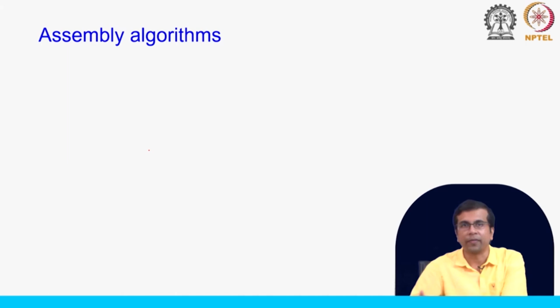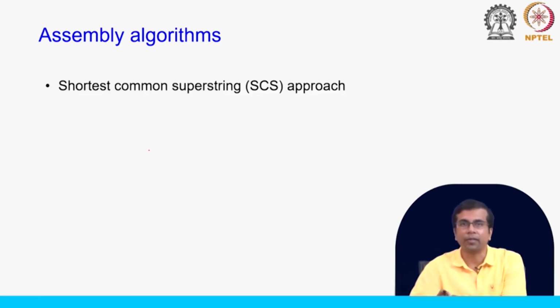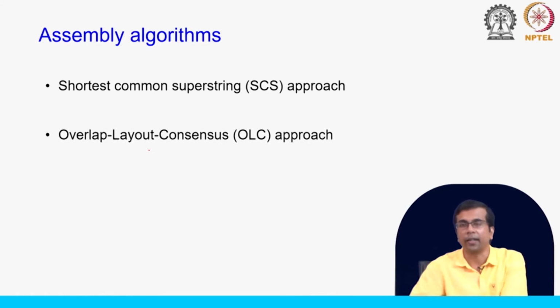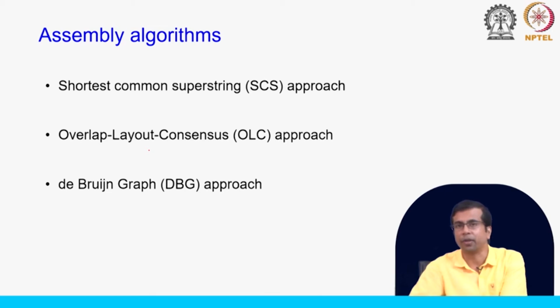Okay, so, there are three types of assembly algorithms that we will discuss. These algorithms have been designed to do this task precisely, to generate this reference sequence from the read data. So, the first one we will discuss is called shortest common superstring approach or SCS approach. The second one is the overlap layout consensus or OLC approach. The third one is the de Bruijn graph approach or de Bruijn graph assembly. Okay. So, we will discuss each of these approaches one by one.